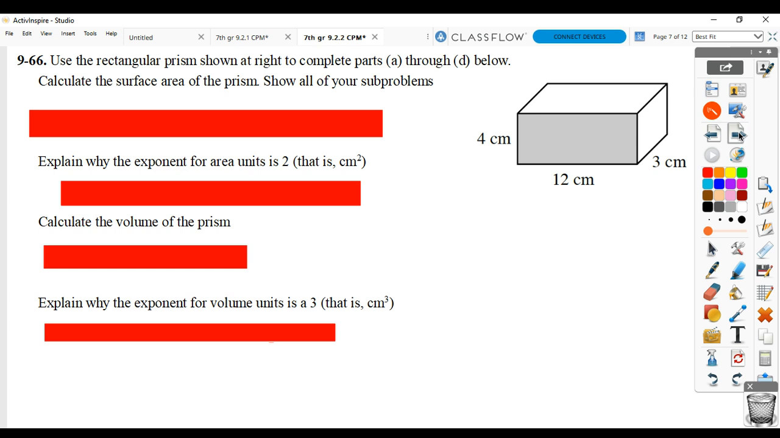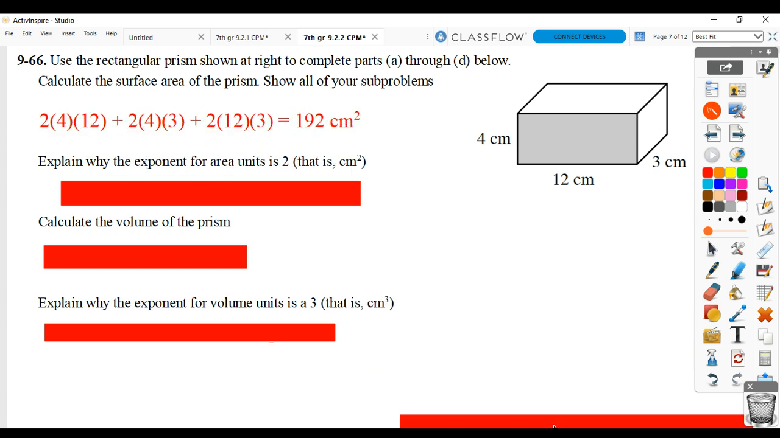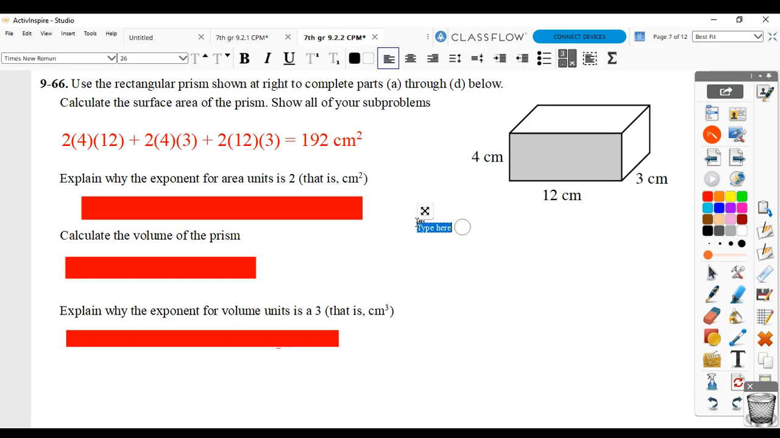For 966, you're using this rectangular prism to answer these questions. So the first one is to calculate the surface area of the prism. Now, what you want to remember is that surface area formula. I'll make this a little bigger print, and the order doesn't matter that you do it in, but the surface area of a rectangular prism is basically going to be 2 times length times width plus 2 times width times height plus 2 times length times height.